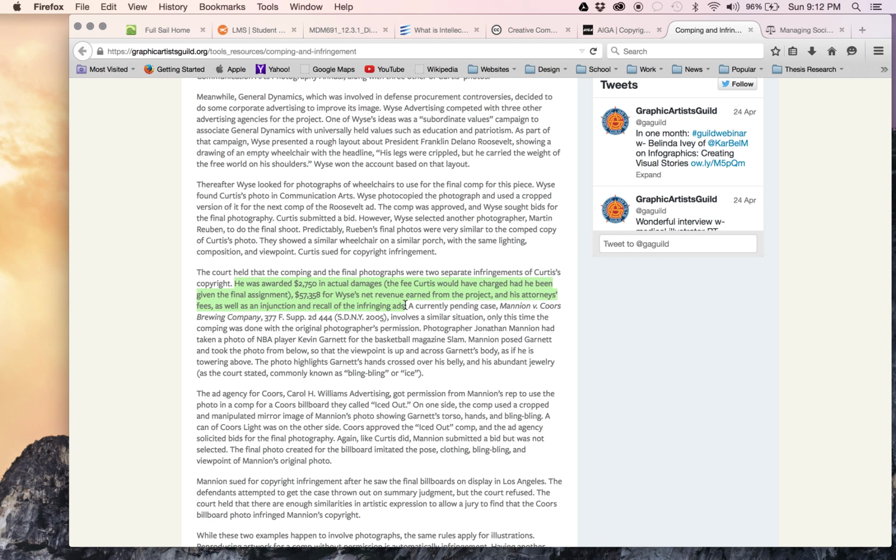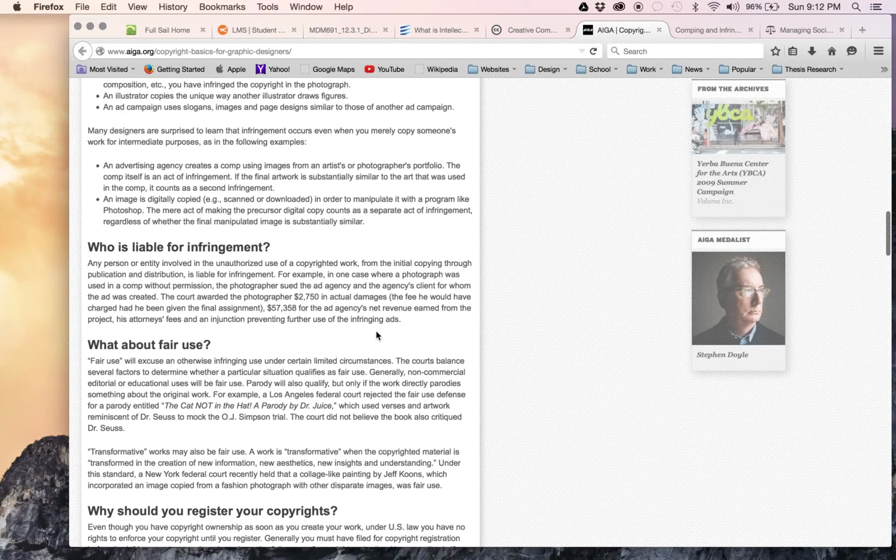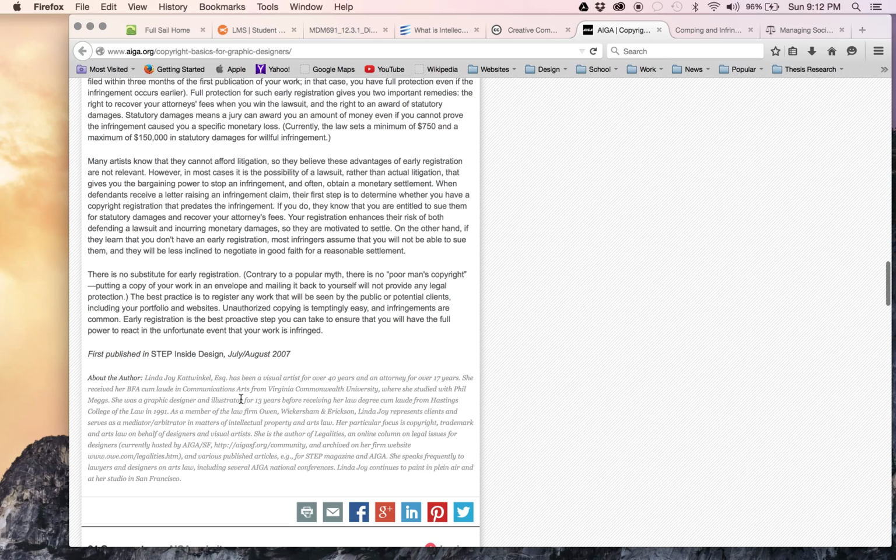So what this person did was literally copy this word for word and simply change Curtis and Weiss, which was as you can see here, was replaced with a generic noun, photographer, and ad agency. So this person copied directly word for word. This is a form of plagiarism and is a copyright infringement in a way, according to what I was reading.